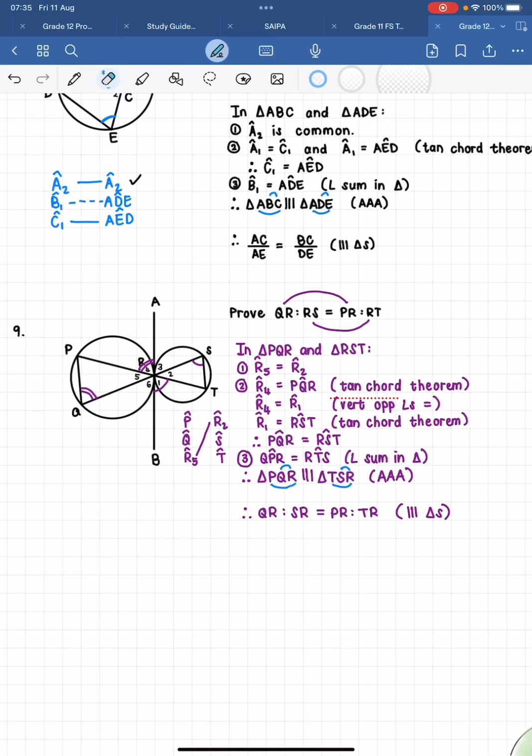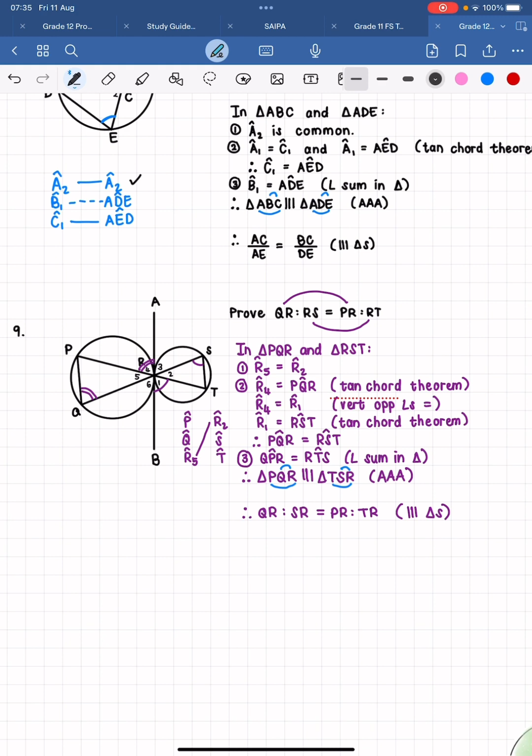Okay, so for this one, they said we need to prove that QR to RS is equal to PR to RT. So I just did my kind of checking what triangles I need to work in. Guys, again here, I think because of the diagram, there are only two triangles, right? So we are going to have to work with those two triangles.